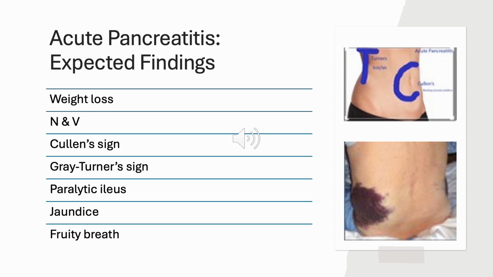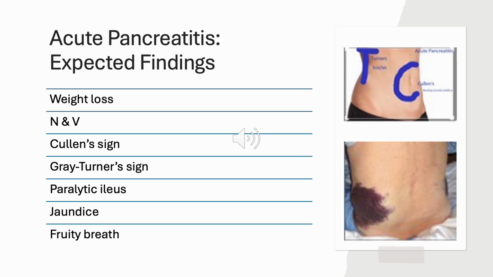We talked about acute pain and acute pancreatitis. The other expected findings include weight loss, nausea and vomiting. Cullen sign is bruising around the umbilicus, and Grey Turner sign, sometimes shortened to Turner sign, is bruising on the flanks, and they indicate intraperitoneal and retroperitoneal seepage of blood-stained exudates.